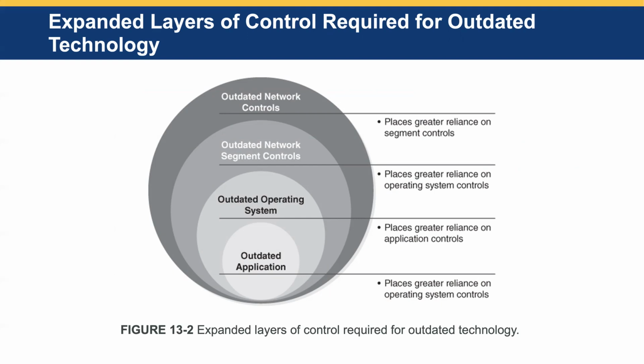So if portions of our technology have outdated network segment controls, then this means that we have a greater reliance on segment controls. Outdated operating systems means that we have a greater reliance on operating system controls. And so what this basically means is that for any component that is outdated, we're going to have a strong focus on identifying ways in which it can be improved.